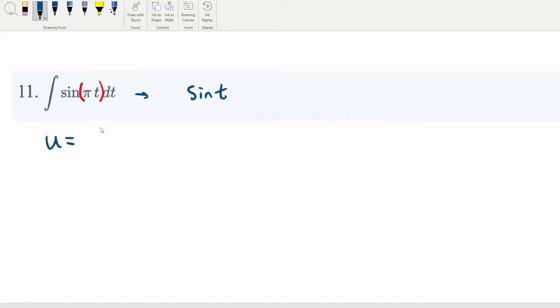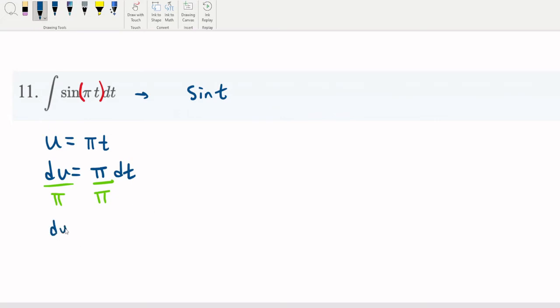u equals pi t. du is, take the derivative, just pi dt. And let's do some matching up here, right? So I see I can do a substitution, and this becomes u. Awesome. dt, where's that? Right there. Great. I got this pesky pi, it's not out here, it's not next to this dt. But that's okay. Works the same as before. Divide, divide. All right, so let's do our substitution.